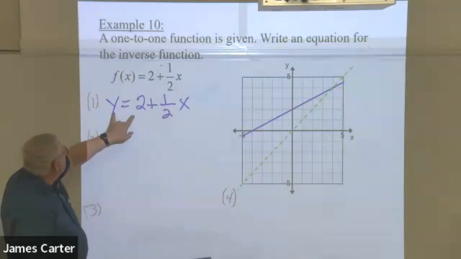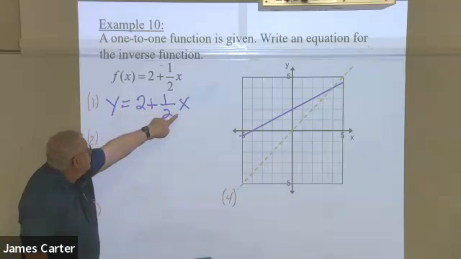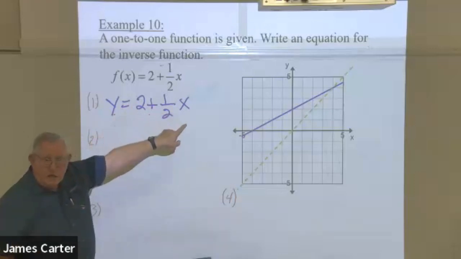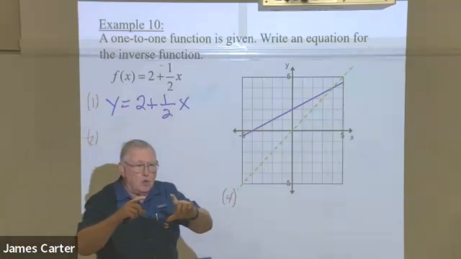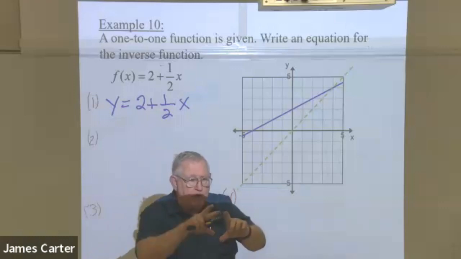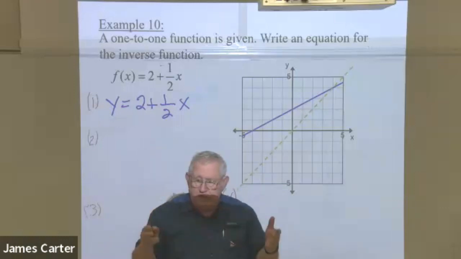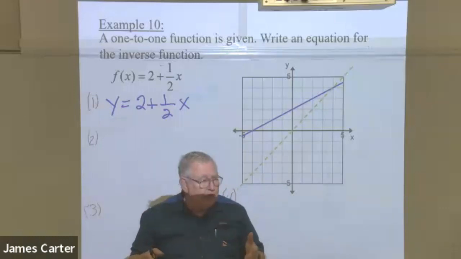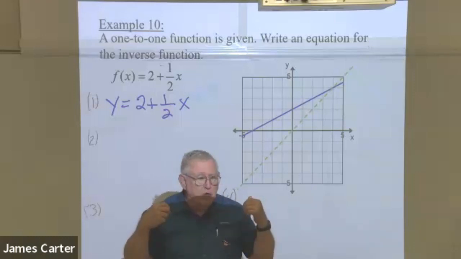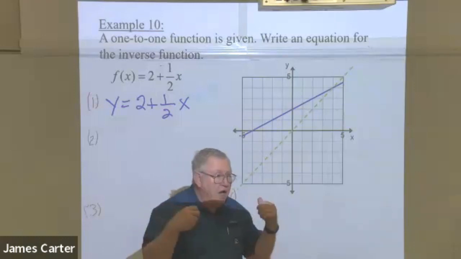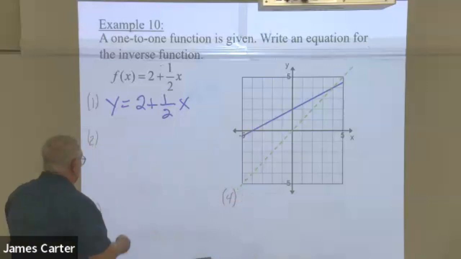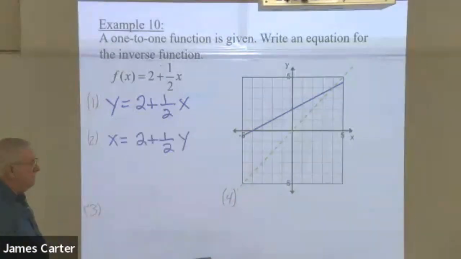The second step said interchange the x's and y's. Remember when we had those sets of coordinate points, we reversed the x's and y's and it gave us the inverse? Well, that's what we're doing here, reversing x and y's, interchanging. So here's the second step.